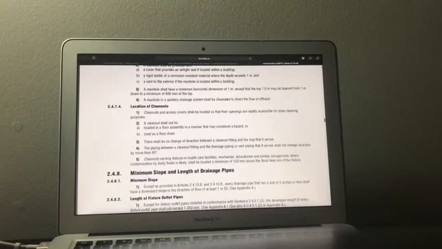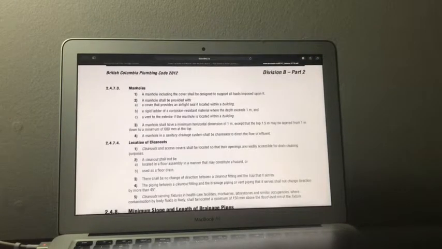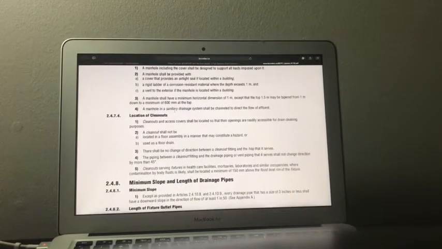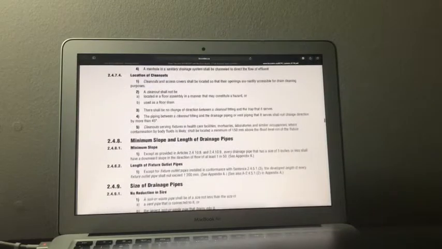So we're not going to talk about manholes, including the cover and what it's made out of. Okay. Location of cleanouts, we are going to talk about. Cleanouts and access covers shall be located so that the openings are readily accessible for drain cleaning purposes.